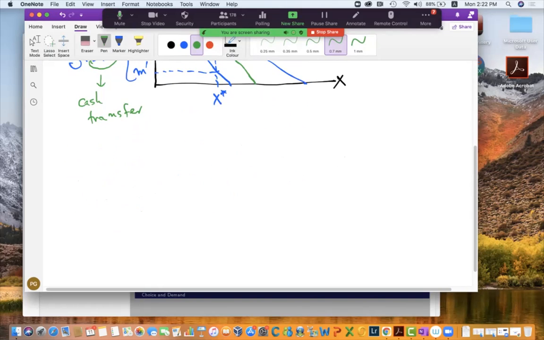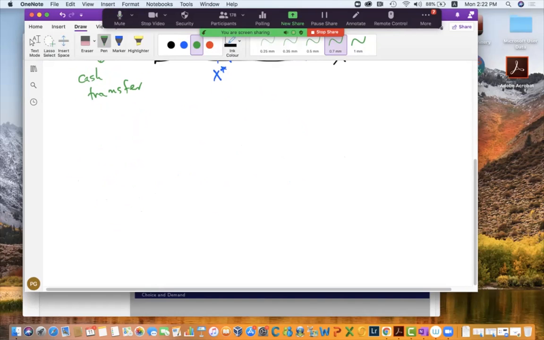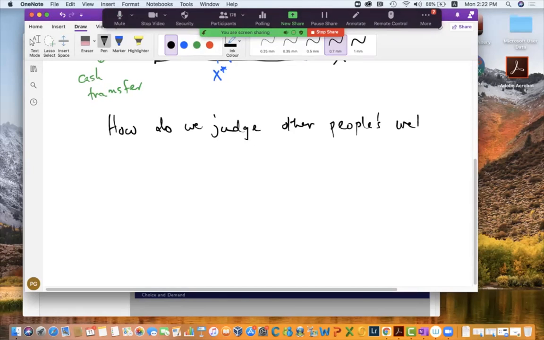Now here there are two philosophical strands. How do we judge other people's welfare? That is the fundamental question here. When can we say or decide that somebody has been made better off? Maybe through the utility value that they derive.